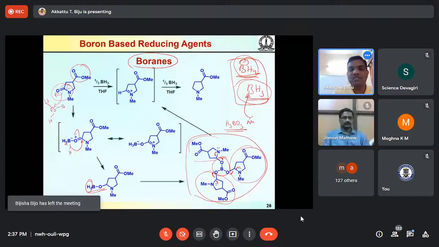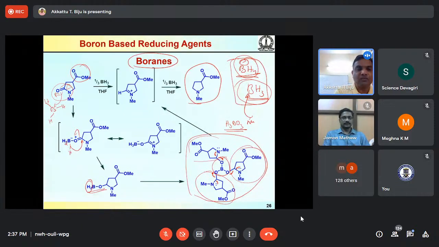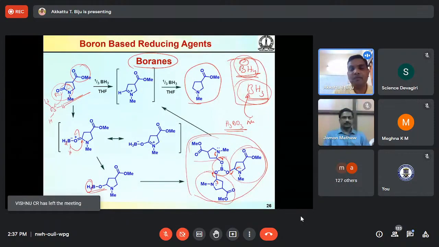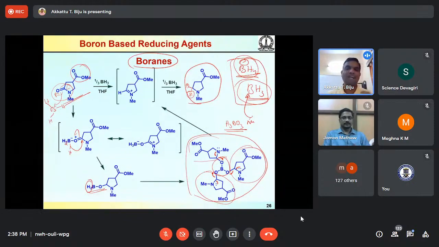And this iminium species can be further reduced to an amine. So in the end, what happens is we reduce a lactam derivative, a functional group containing a cyclic amide moiety, to an amine moiety where the C=O double bond is converted into a CH2 bond. And we also know the differences between borane and borohydride based reducing agents. The differences being one is an electrophilic reagent and one is a nucleophilic reagent, and also the mode of addition.